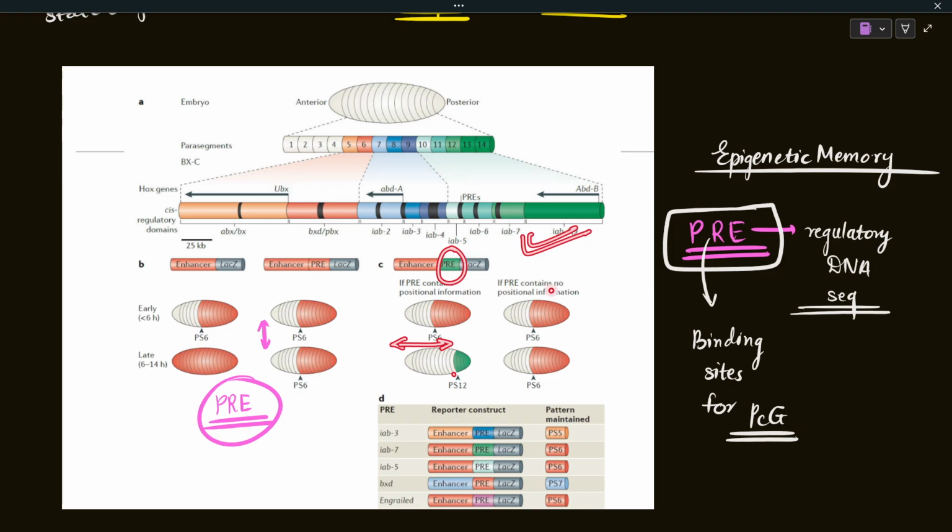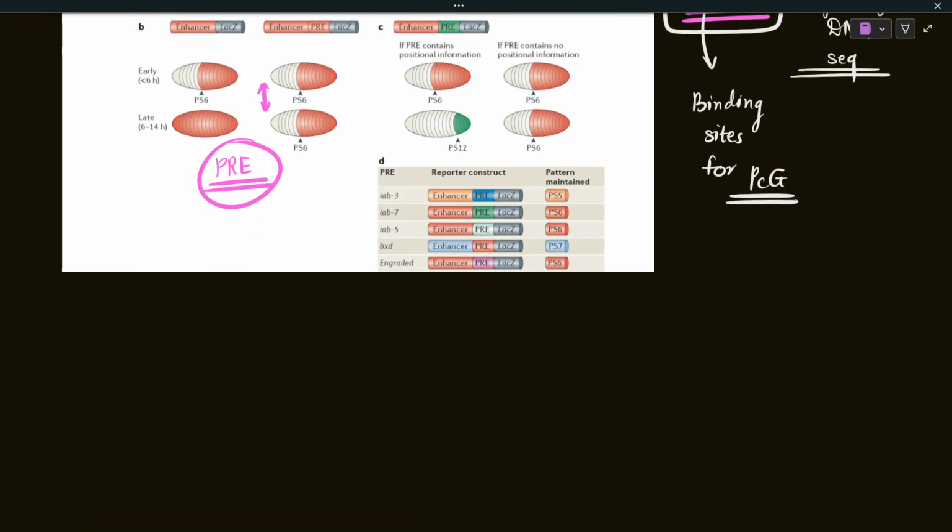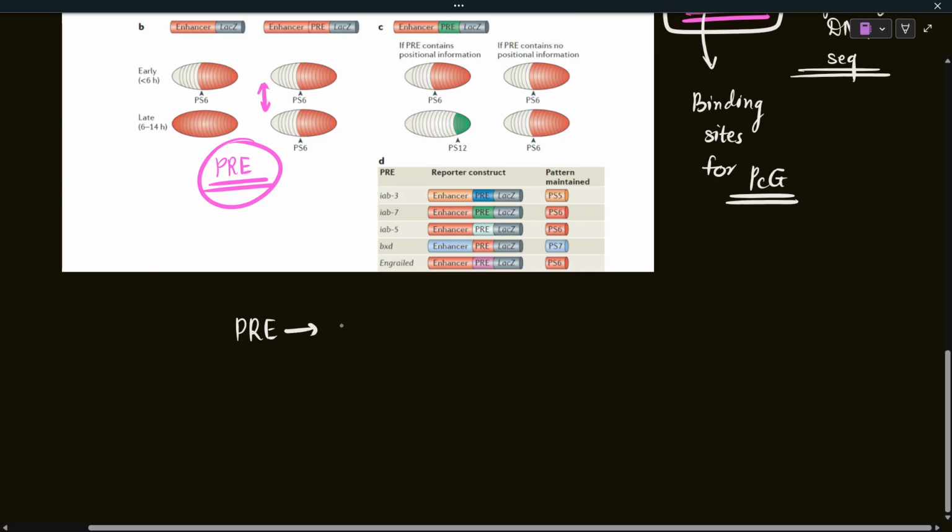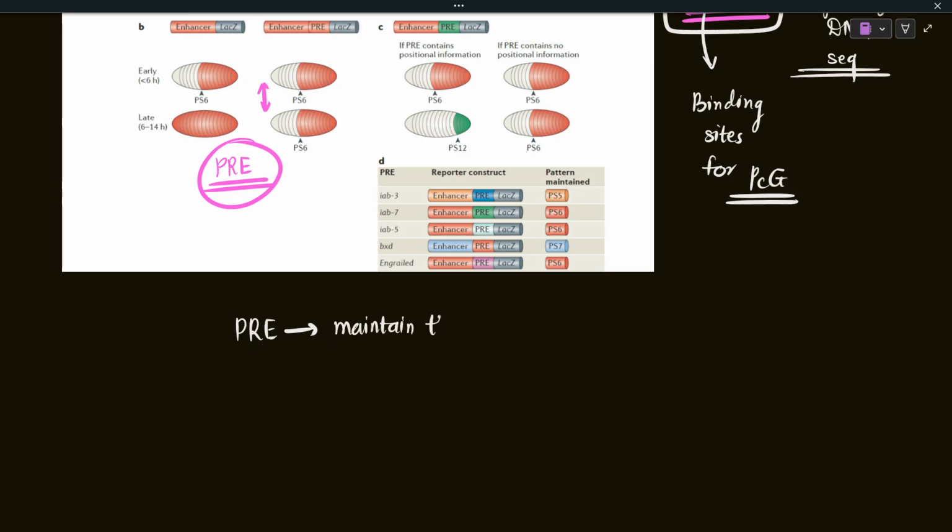But this does not happen, and the expression is according to the enhancer. The information about repression, the positional information, is not contained in the Polycomb response element. This suggests that the job of the Polycomb response element is only to maintain the memory, the original state.